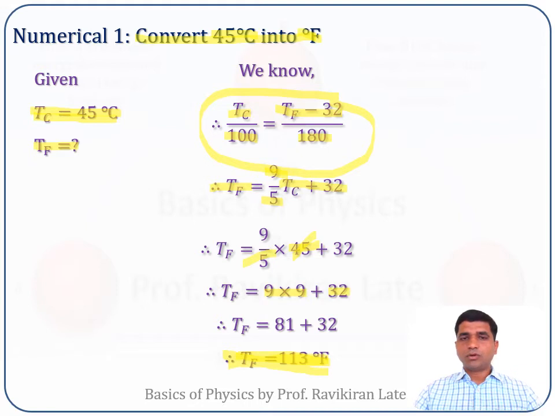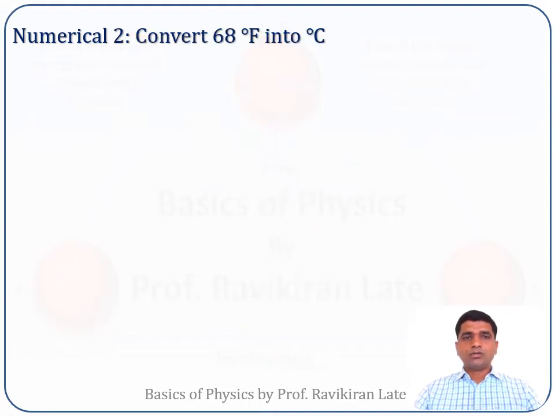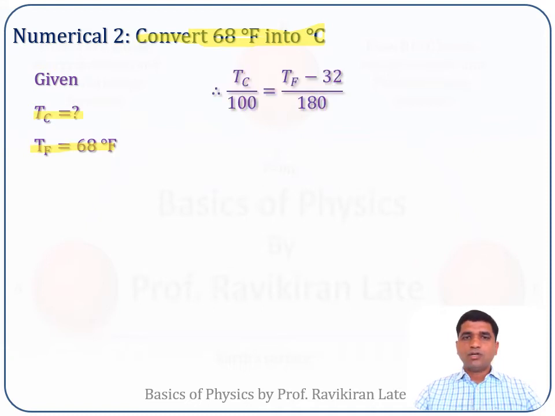Now we will consider one more problem for degree Fahrenheit to Celsius conversion. Numerical number 2: convert 68 degree Fahrenheit into degrees Celsius. In this case, the temperature in degrees Celsius we have to calculate, so Tc is equal to question mark, and the temperature in degree Fahrenheit is given, so Tf is equal to 68 degree Fahrenheit. We know the relation between the temperature in Celsius and Fahrenheit, that is Tc divided by 100 is equal to (Tf minus 32) divided by 180.